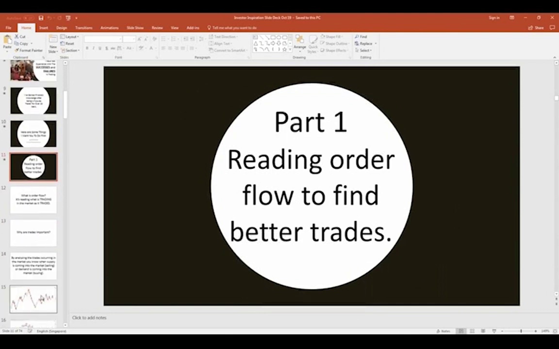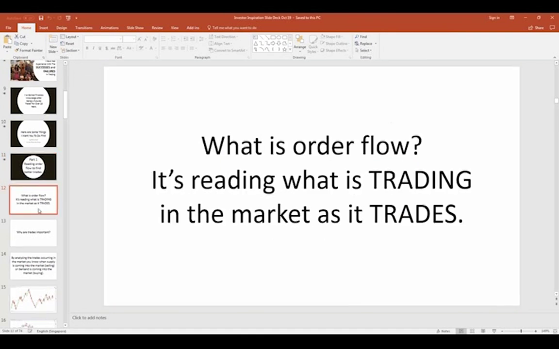So the first thing I want to talk about, the first part, is reading order flow to find better trades. And before I can do that, you have to ask yourself, what is order flow? Well, it's reading what is trading in the market as it trades.